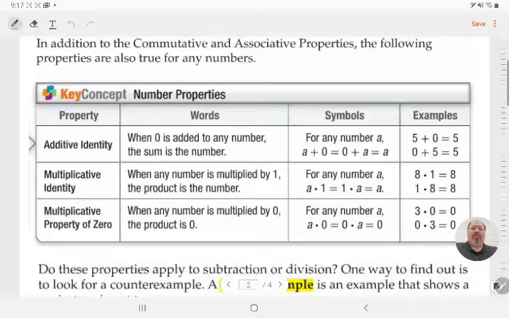The multiplicative identity is when any number is multiplied by 1, the product is the number. So for example, 8 times 1 is still 8, or 1 times 8 is still 8. So any number multiplied by 1 is the number, or the answer is the original number. And then we have the multiplicative property of 0, and that states when any number is multiplied by 0, the product is 0. An example of that is 3 times 0 is 0, or 0 times 3 is 0. Any number times 0 is 0.